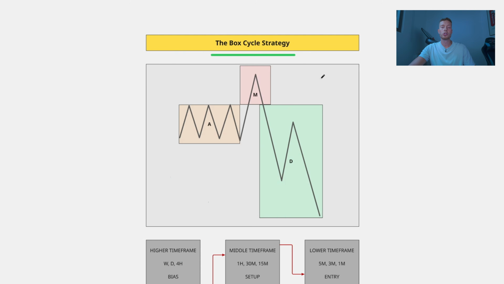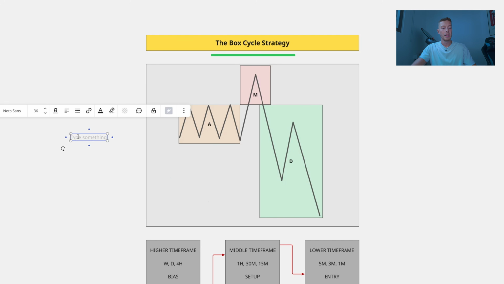Okay, the box cycle strategy, what is it? It's effectively a form of accumulation, manipulation, and distribution. And I know that you've probably seen this concept so many times, but that's because it works. It's one of the concepts that I've found which has actually held up for a long period of time. So what we first wait for is a form of accumulation.